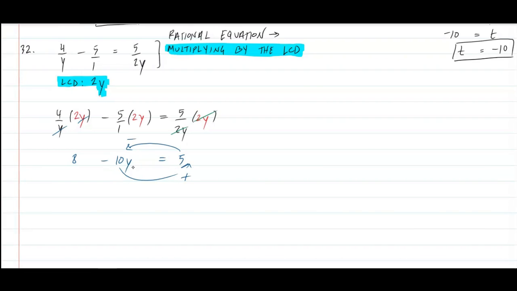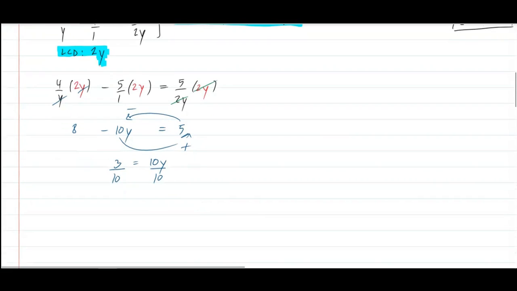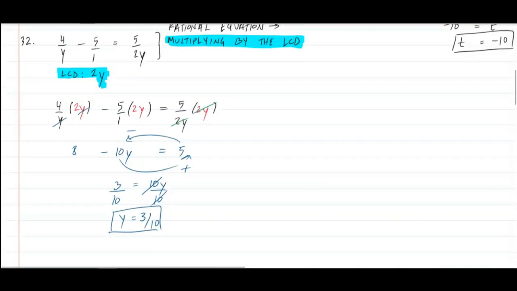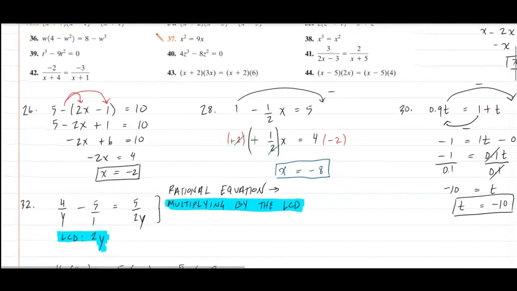That'll become a positive. That'll become a subtraction sign. So 8 minus 5 is 3, and negative 10y moved over is 10y. Now divide on both sides by 10, and your final answer is going to be y is equal to 3 over 10, like that. All right, let's continue moving.